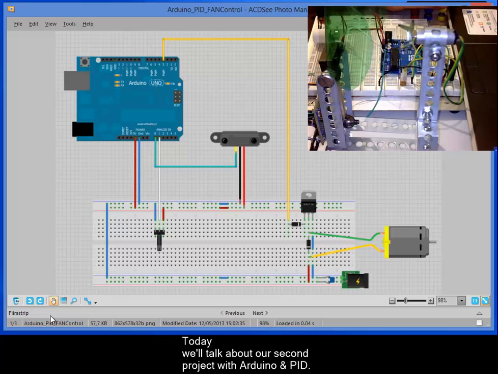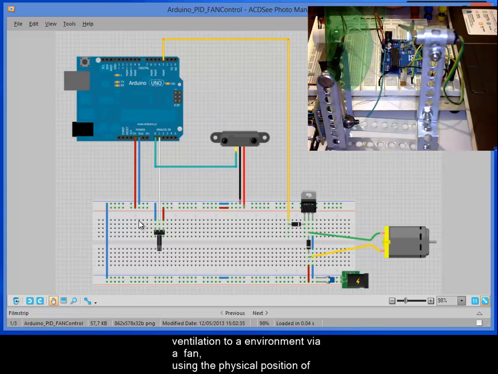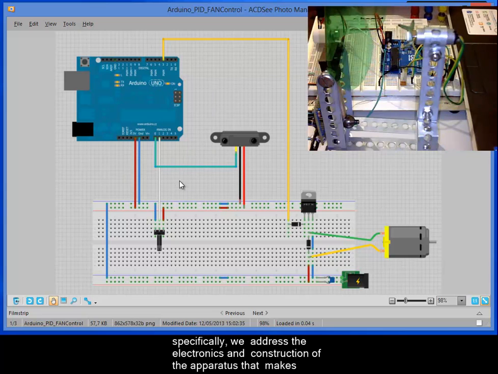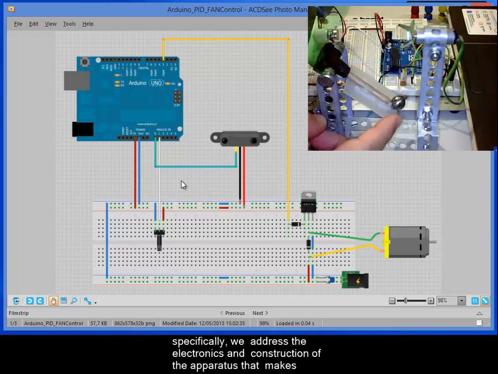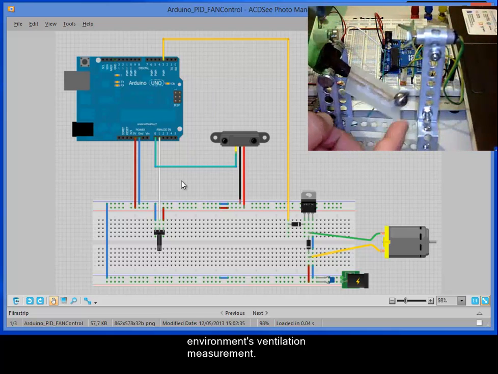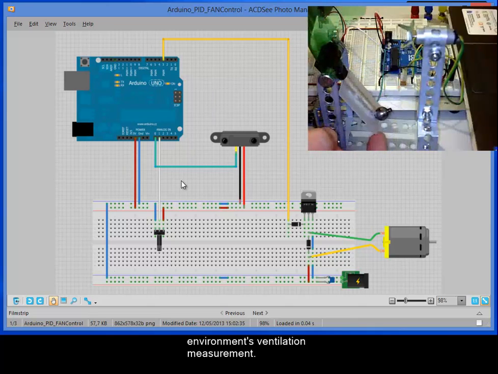Today we will talk about our second project with Arduino and PID. We have a new goal: controlling the amount of ventilation in an environment via a fan, using the physical position of a little board as feedback. In this video specifically, we will address the electronics construction of the apparatus that measures the environment's ventilation.